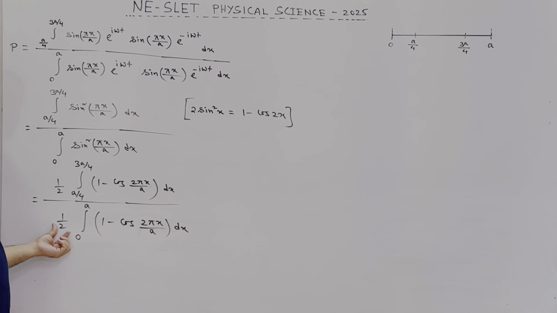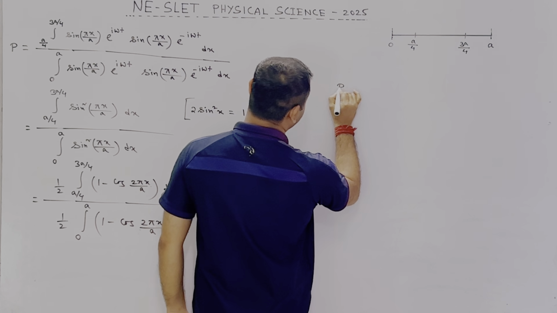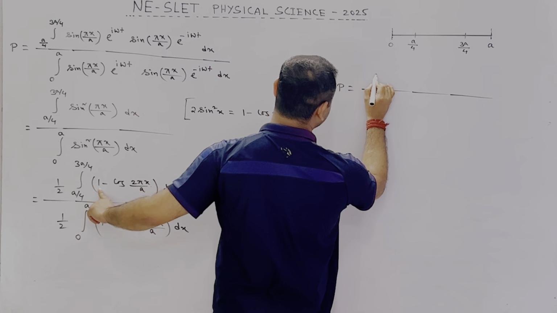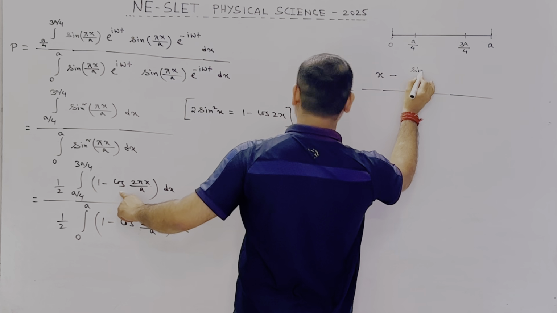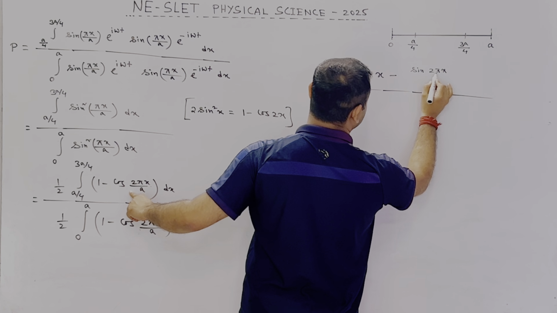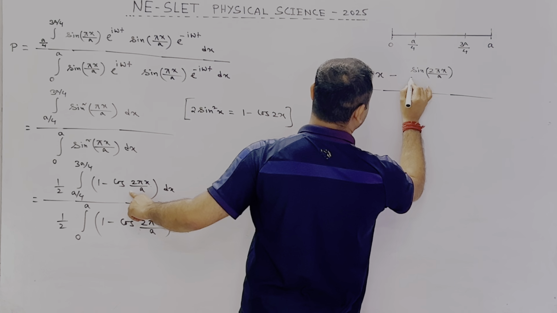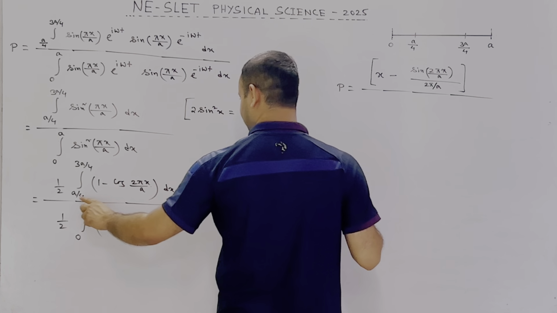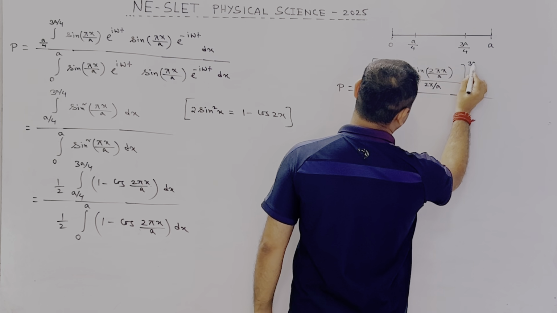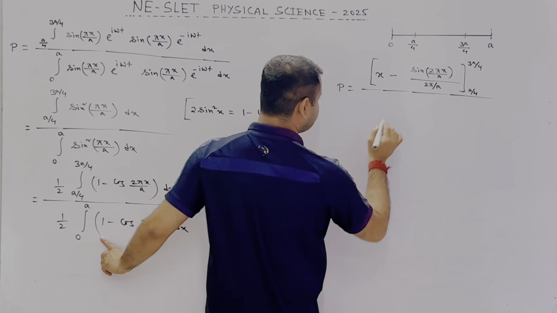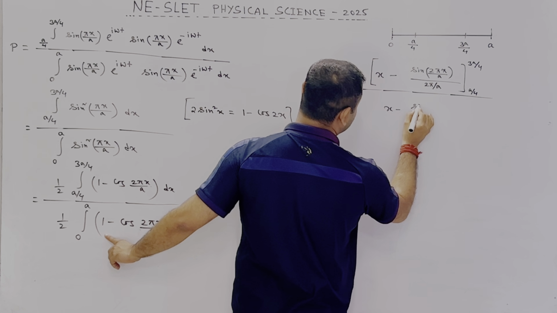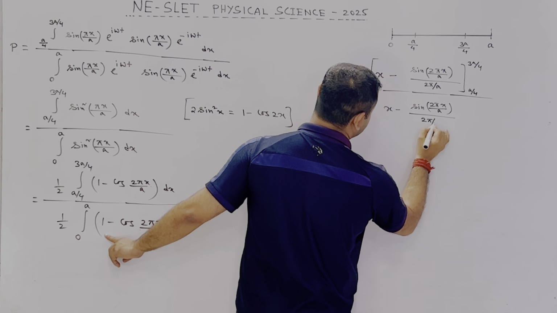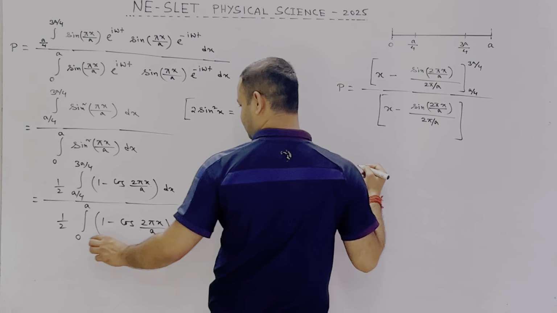Here half and half will cancel, and on further simplification we will get P is equal to, if we integrate, x minus sin twice pi x by a divided by twice pi by a, with the limit a by 4 to 3a by 4, divided by x minus sin twice pi x by a divided by twice pi by a, and for this the limit is from 0 to a.